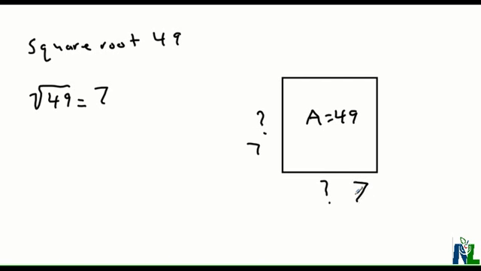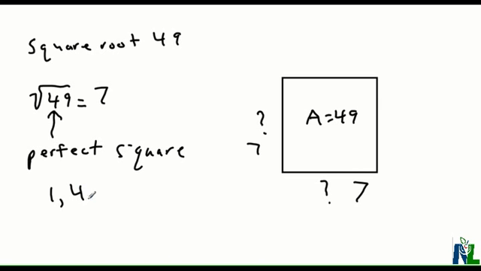Okay. So 49 is one of these numbers that we call a perfect square or a square number. Whenever I take a whole number and multiply it by itself, I get a square number. So 1 times 1 is 1, 2 times 2 is 4, 3 times 3 is 9, and so on.